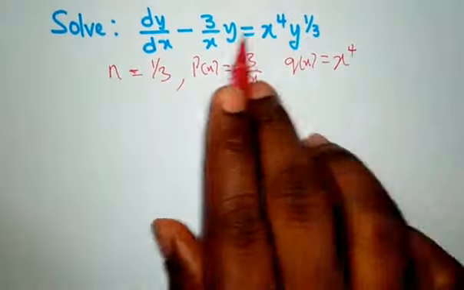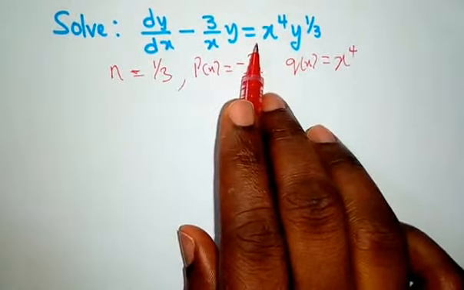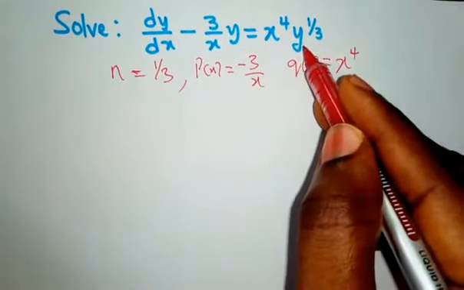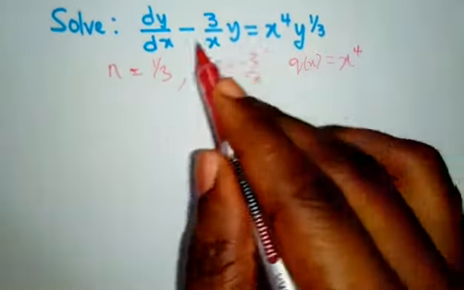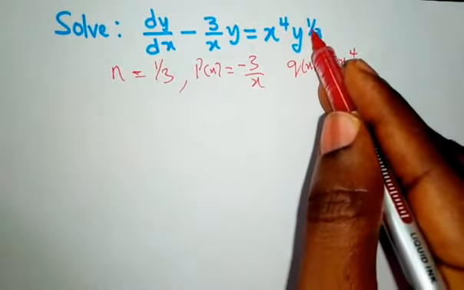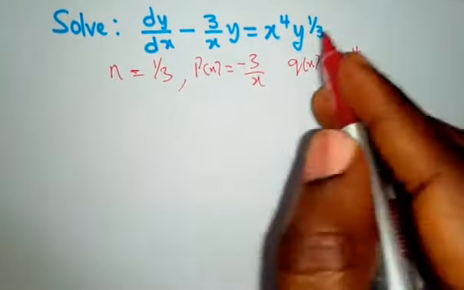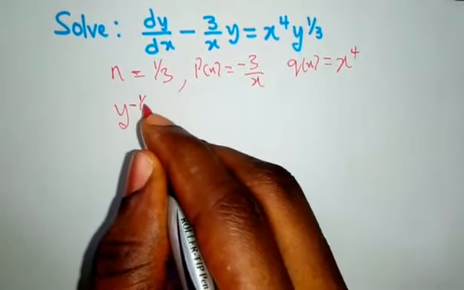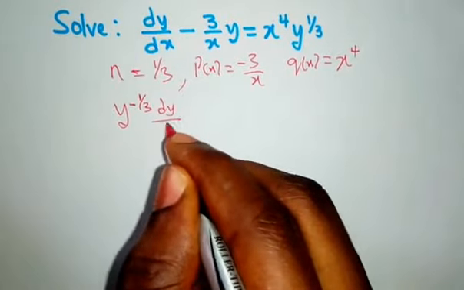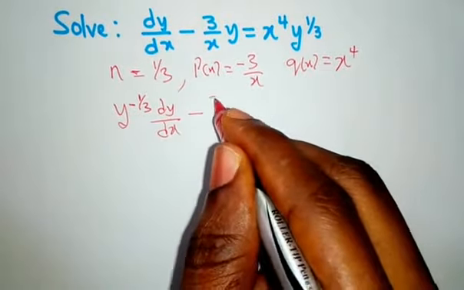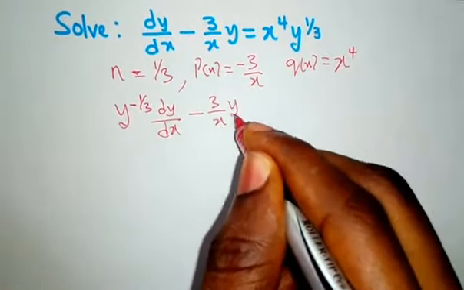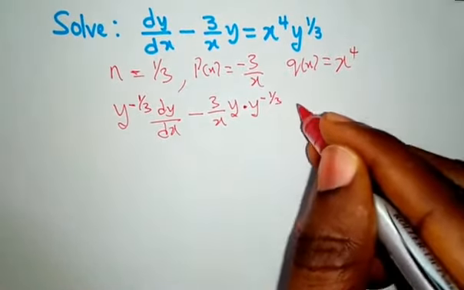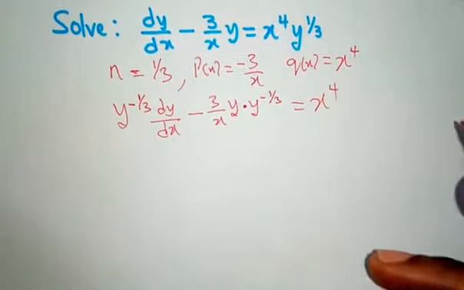We now transform this equation to a linear equation. To do that, we first divide through by y^(1/3), or we multiply through by y^(-1/3). So if we do that, we get y^(-1/3) dy/dx - (3/x)y times y^(-1/3) = x^4.